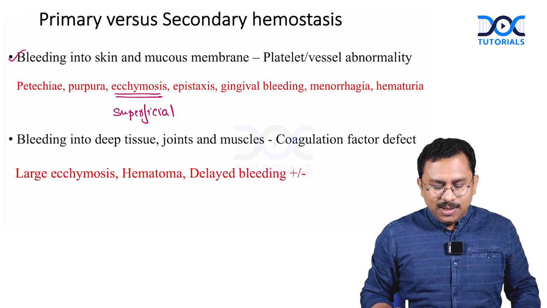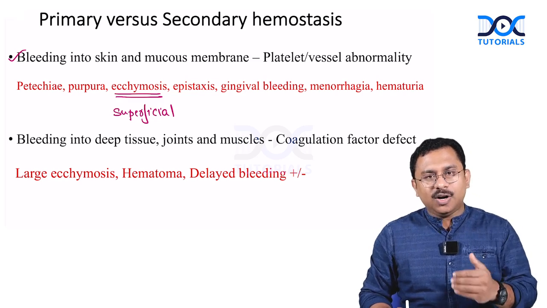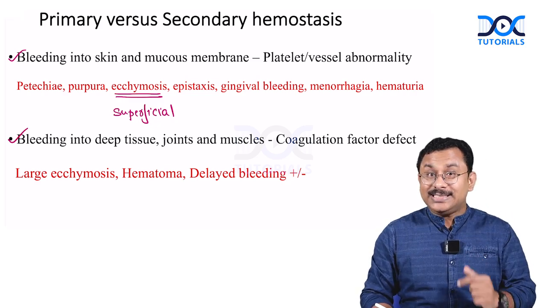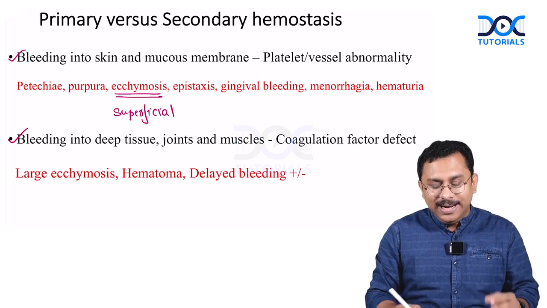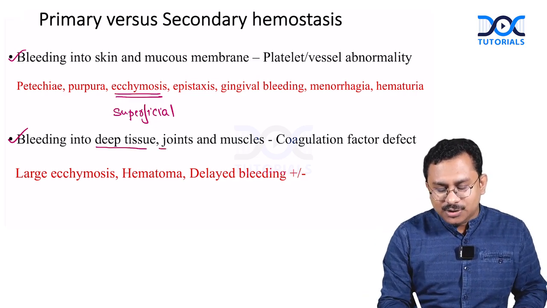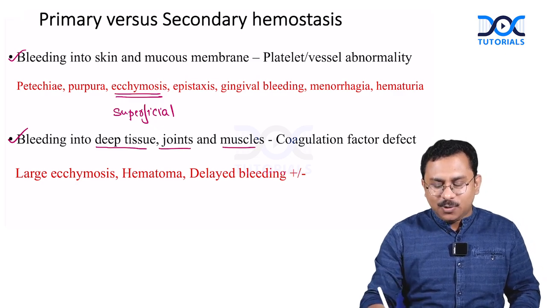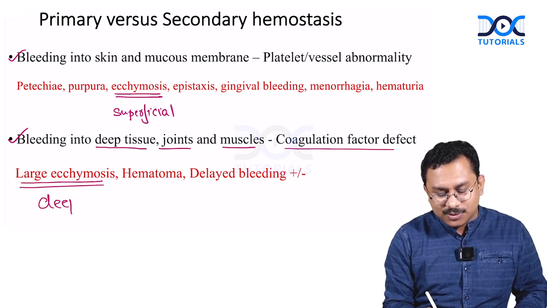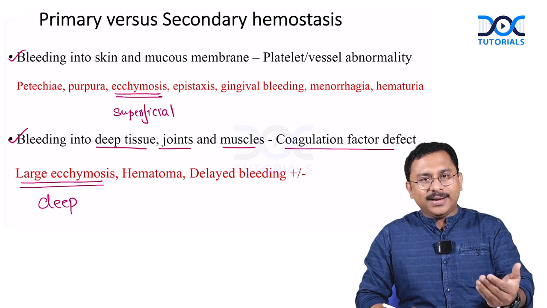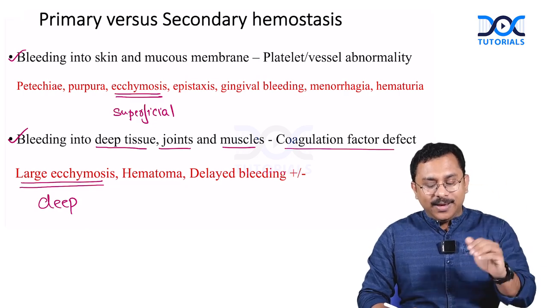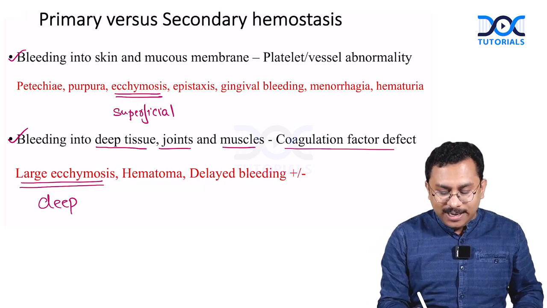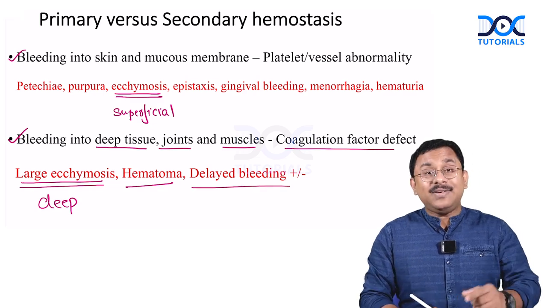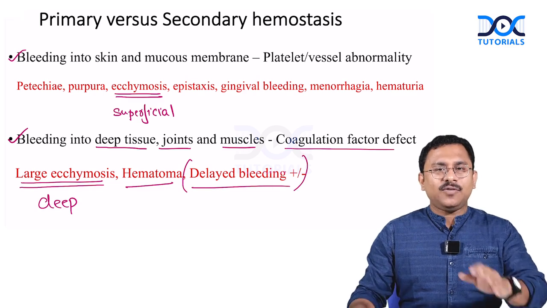This happens because of a disorder of primary hemostasis, but unlike primary hemostasis, patients with disorders affecting secondary hemostasis are likely to have bleeding into deep tissue, joints, and muscles. This is what happens in a coagulation factor defect. So you get large, often deep ecchymosis. Ecchymosis can be there in both primary and secondary hemostatic defects, but it is often deep in a secondary hemostatic defect. You can have large hematomas, hematomas into the joints, into the muscle, and you can have delayed bleeding.